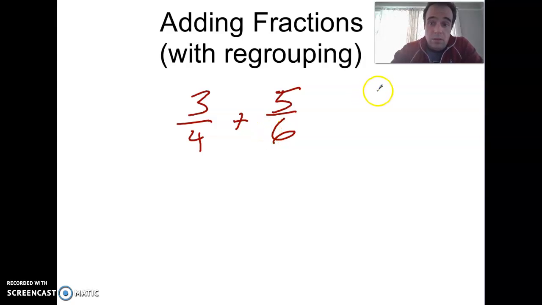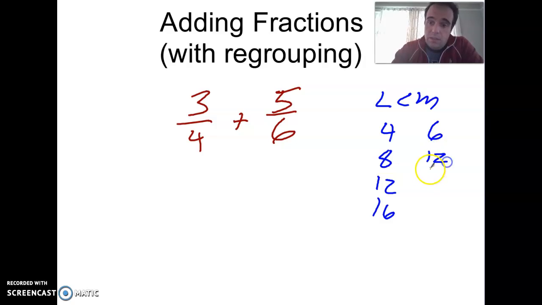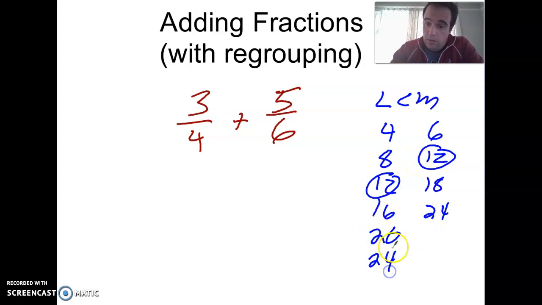Now we could use the LCM idea, the least common multiple. Least common multiple of 4 and 6. We list our 4s, 4, 8, 12, 16. List our 6s, 6, 12, 18, 24, and we find that 12 is our least common multiple. Now, we also could use 24. It's also on the list, but the better one to use is going to be 12.